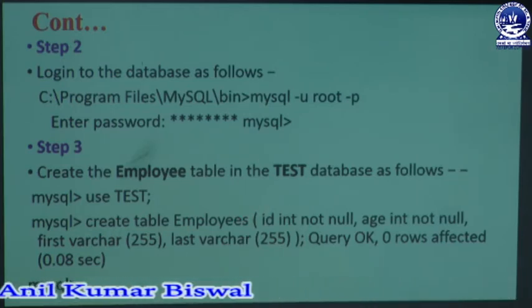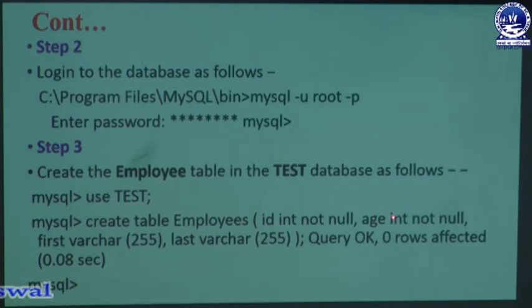Then we type age, which is an integer type and also not null, so it should not be empty. Then we type first, which is an attribute name. Then we type its type, varchar, and mention 255, which means its size. The first attribute can store data within 255 characters, and its type is known as varchar. Varchar means variable character.